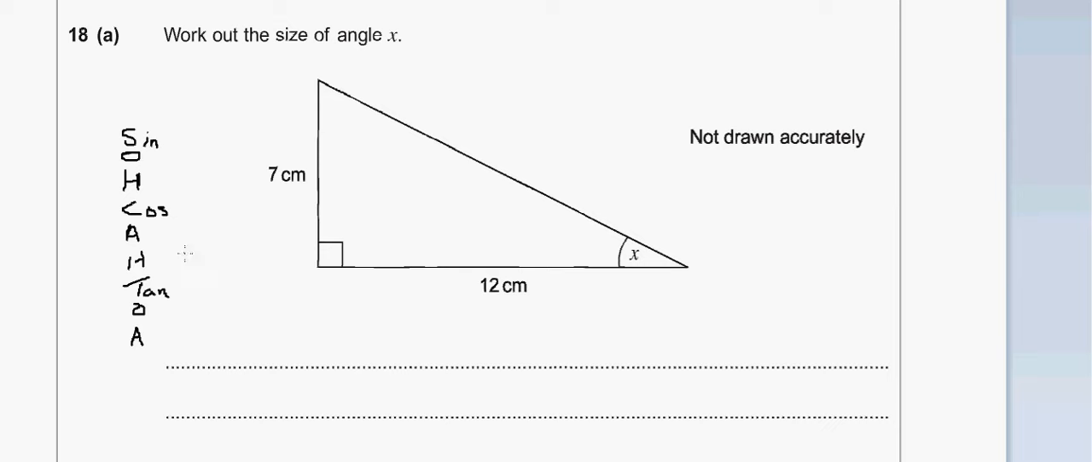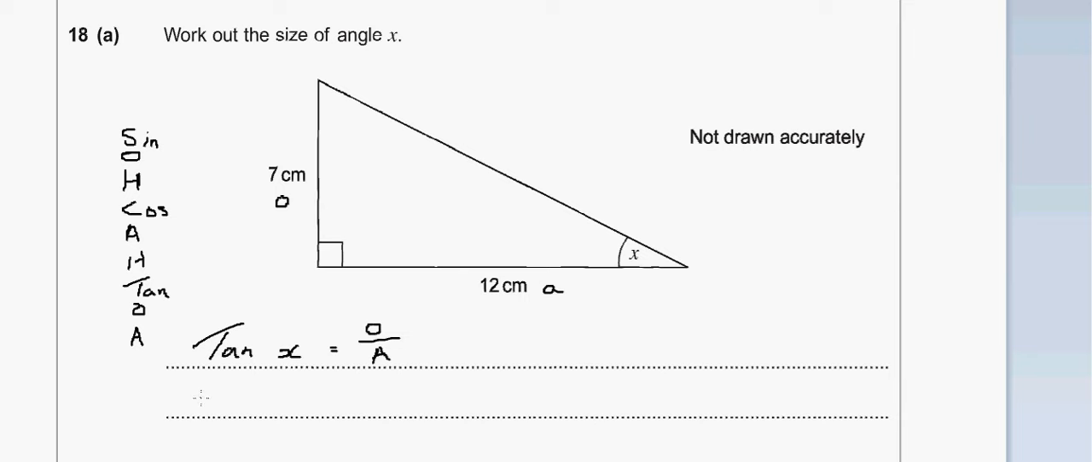So we have here the opposite to the angle, and we have the adjacent to the angle. And I can see here the opposite and adjacent means that I use tan. So tan x equals opposite over adjacent. Write this so examiners know what you're talking about.